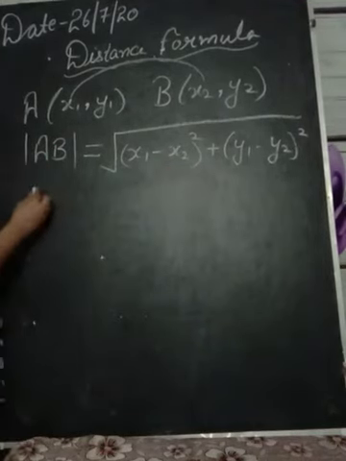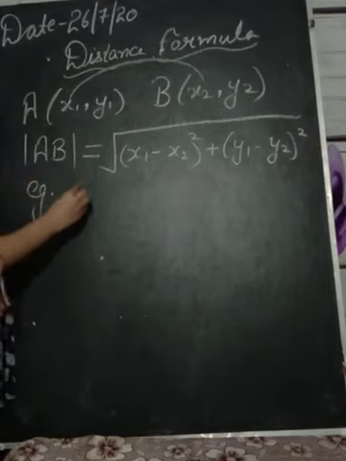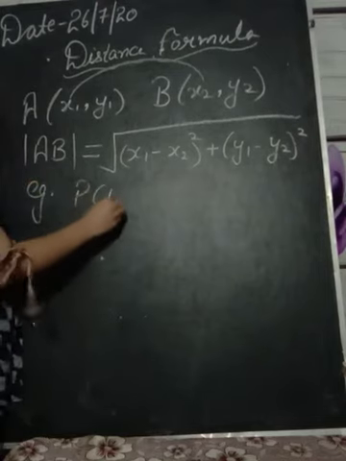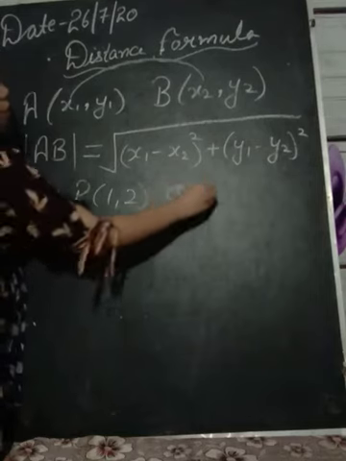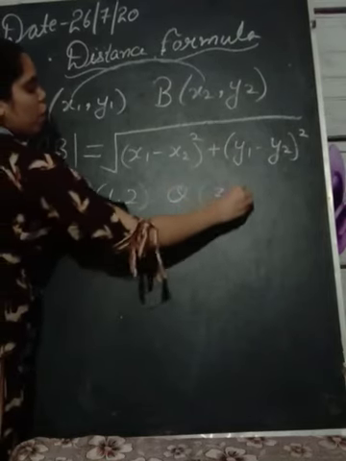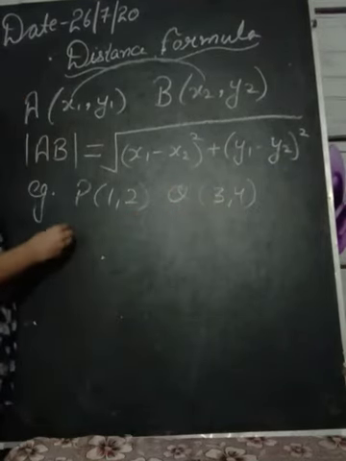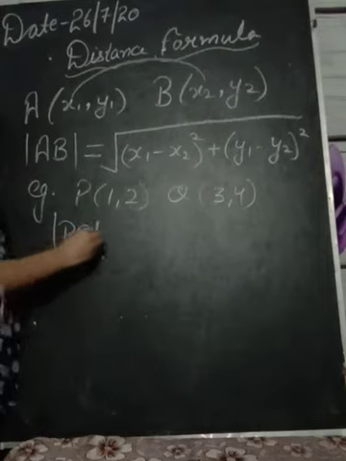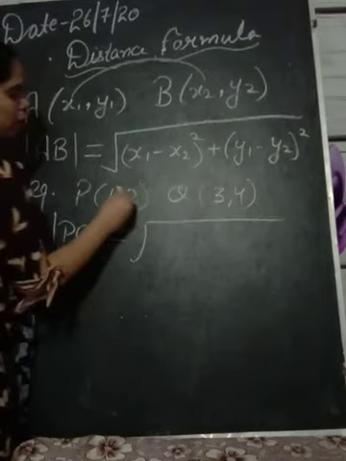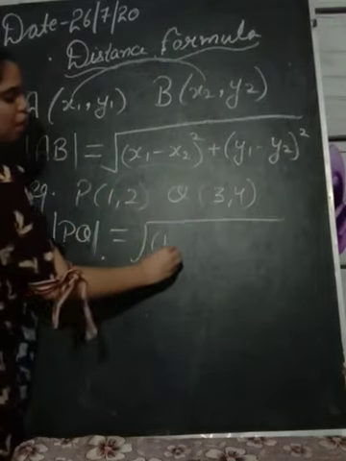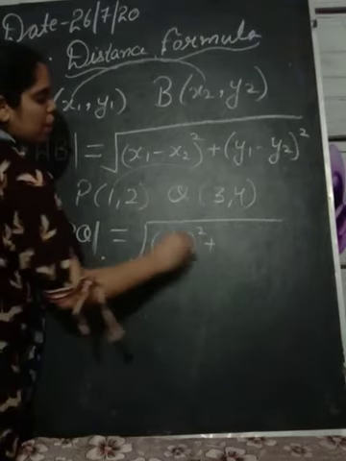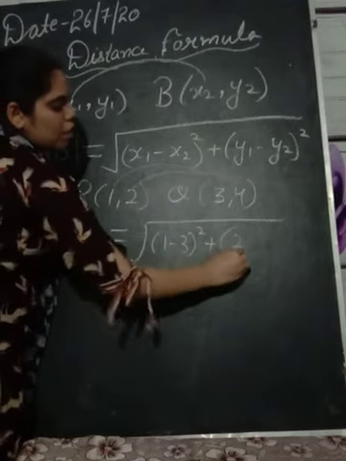Now for example, we have given 2 points. P point is given as (1, 2). Q point is given as (3, 4). And we have to find the distance between P and Q. We have to take the first values: 1 minus 3 squared plus 2 minus 4 squared.